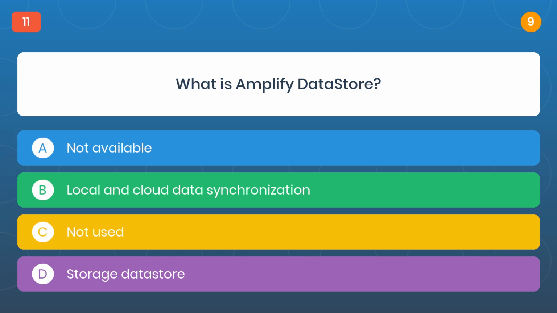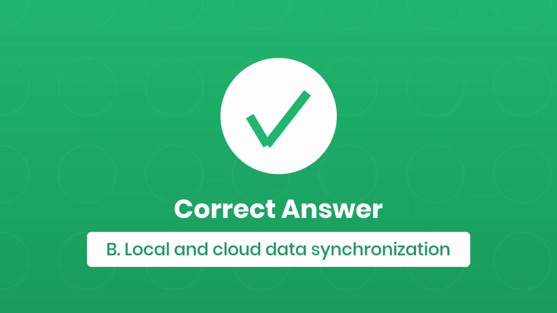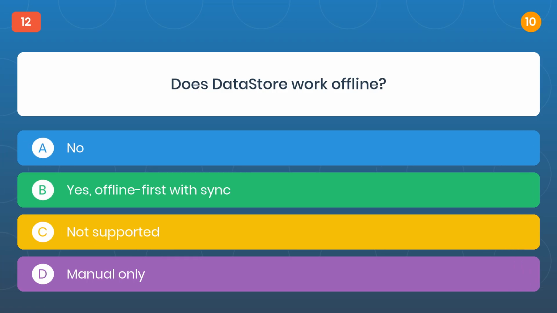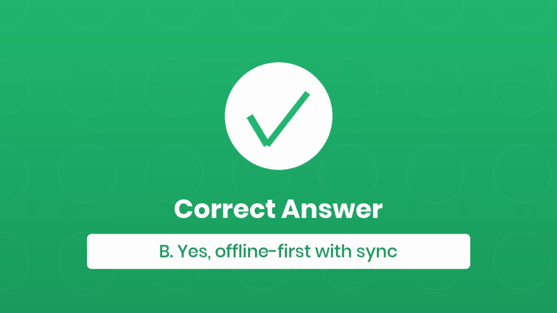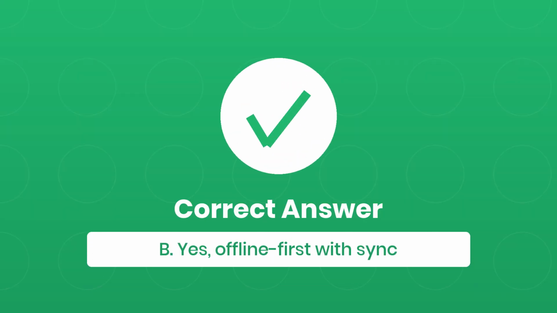Question 11. What is Amplify DataStore? The correct answer is B, local and cloud data synchronization. Question 12. Does DataStore work offline? The correct answer is B, yes, offline first with sync.